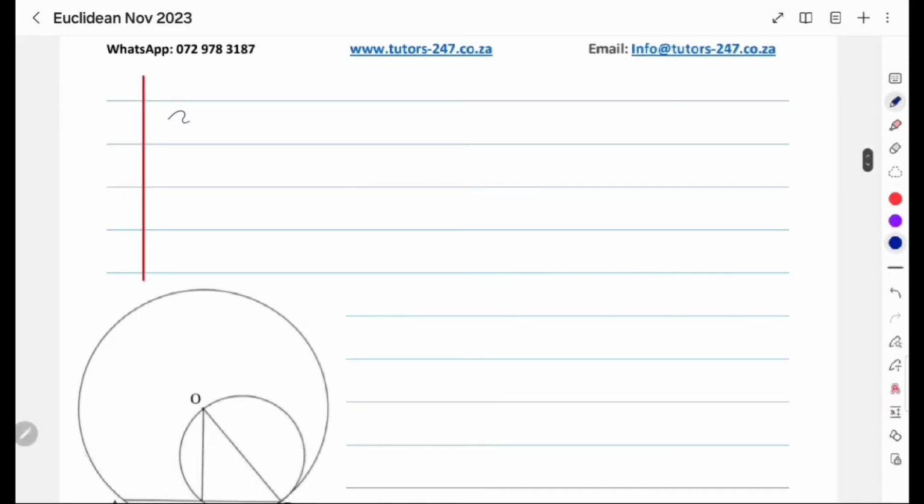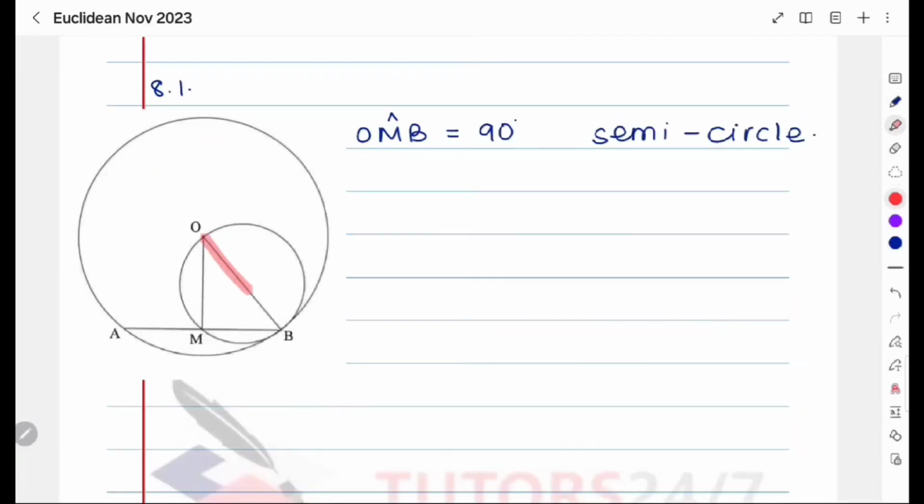So here, question 8.3.1. We are going to state that OMB is equal to 90 degrees, and our reason is semicircle.